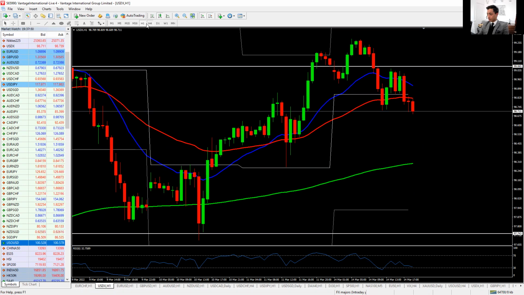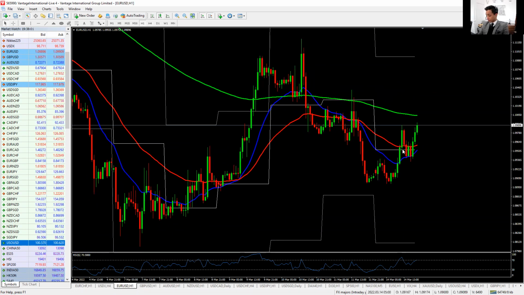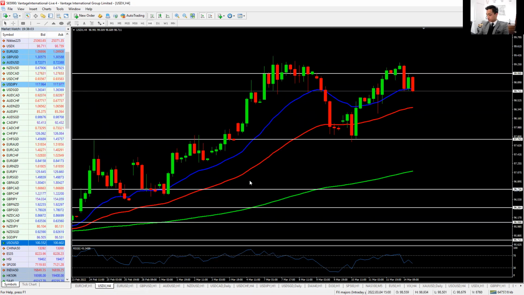So you can now start to see, if we look at the dollar index on a 4-hour time frame, you can see price coming off this previous level of resistance. We're now starting to see the price go lower. So you can start to see the dollar getting weaker, and on the back of that, we're starting to see the euro get stronger. So something to keep in mind as we progress forward.